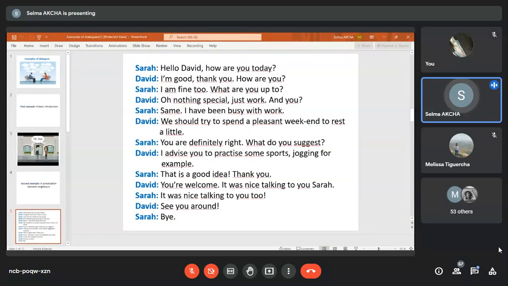Because some people think that when we practice sports, the effects are only on the body. Okay? But actually, practicing sports is good for your physical and mental health. Both physical and mental health. Pratiquer du sport est bon pour la santé physique et mentale.